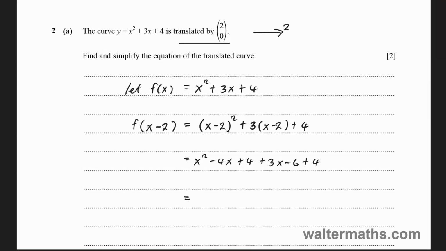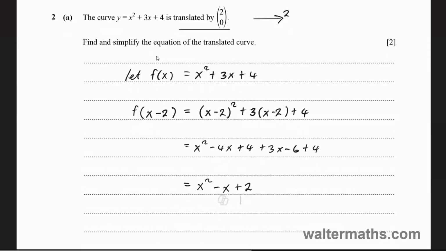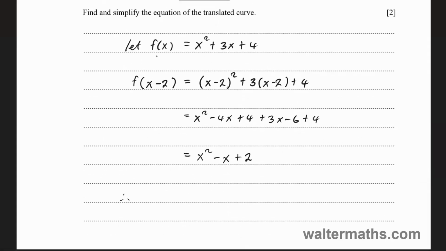Eventually we will get x squared, then minus 4x plus 3x is minus x, then plus 2 if we simplify it. So the equation of the translated curve is going to be y is equal to x squared minus x plus 2. So that's how we answer this particular question. Let's move on to another one.